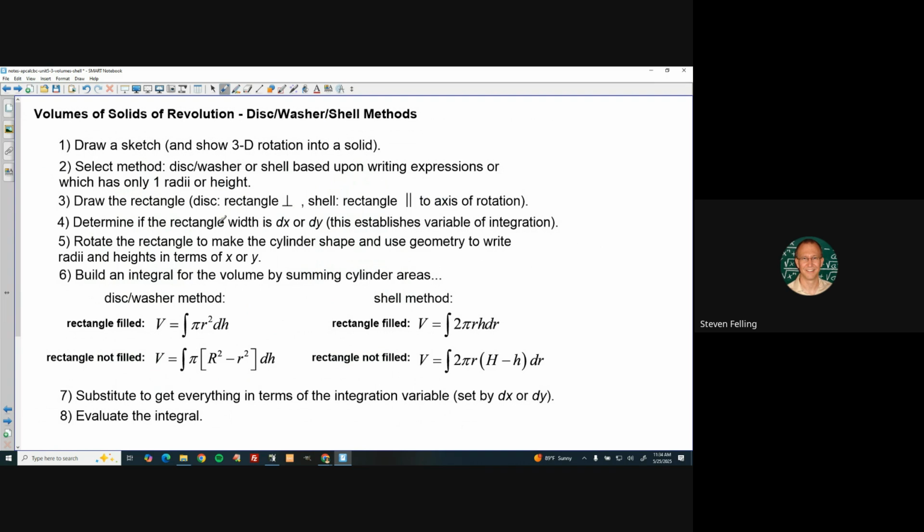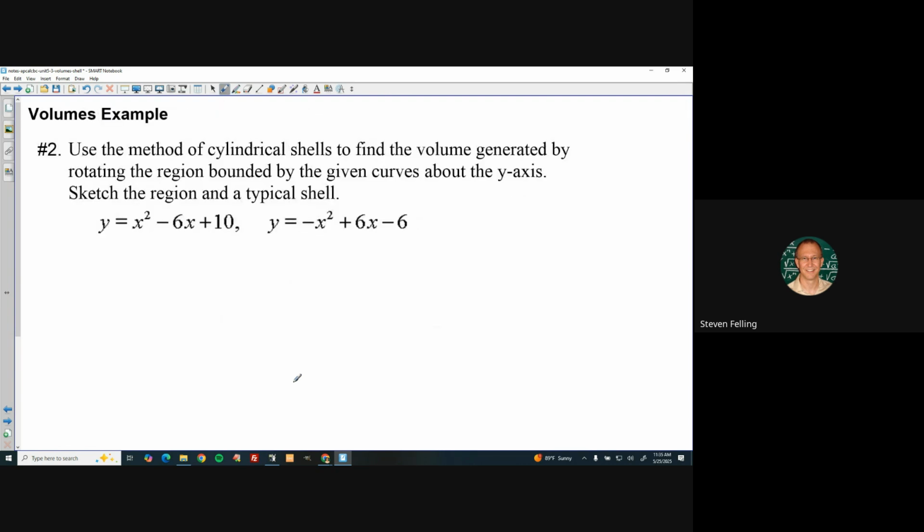Imagine rotating the rectangle to make the cylinder shape or the disk shape. Label things, so you're either labeling R, or you're labeling H and R for shell, and then use the method with the correct formula. Substitute everything in terms of the variable and evaluate if the problem doesn't state otherwise. All right, so we'll do more examples.